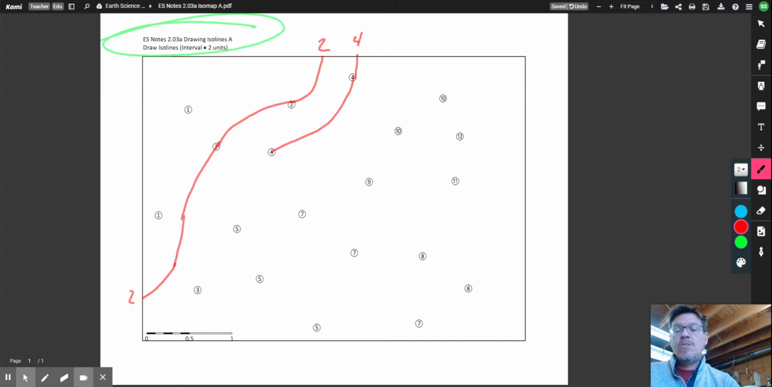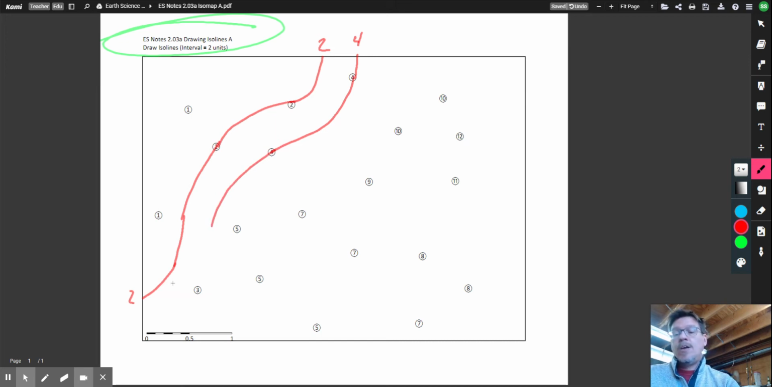So what I need to do is follow the numbers carefully. Can I go between a 5 and a 7? No. So I can't go here. Can I go between a 7 and a 9? No, can't go there. Can I go between a 1 and a 5? Yes. Even though the 2 line is already going through there, there's plenty of room for the 4 line as well. So I'm going to take my line and bring that down. I'm going to go between the 1 and the 5.